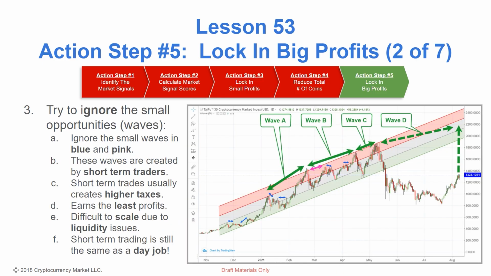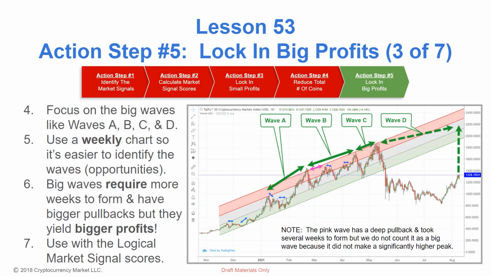We encourage you to try to ignore the small waves in blue and pink. These waves are created by short-term traders. Short-term trades usually create higher taxes and earn the least profits. It's difficult to scale due to liquidity issues, so short-term trading is still the same as a day job and we do not encourage that. Even though it makes a small amount of money, we do not encourage it because it's like working a day job. Focus on the big waves like the waves at A, B, C, and D.